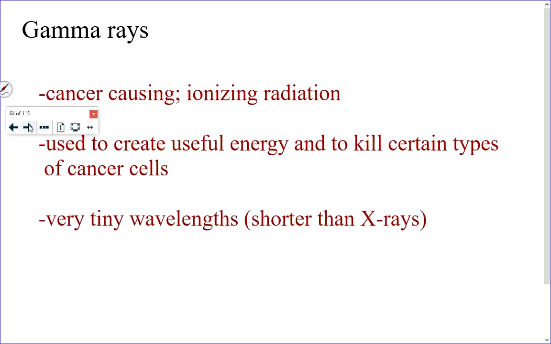I don't know why cutting it out doesn't work, but this would. Very tiny wavelengths. All I would say to you is if X-ray is 10 to the negative 10, then 10 to the negative 11, 10 to the negative 12, 10 to the negative 13 would be gamma.